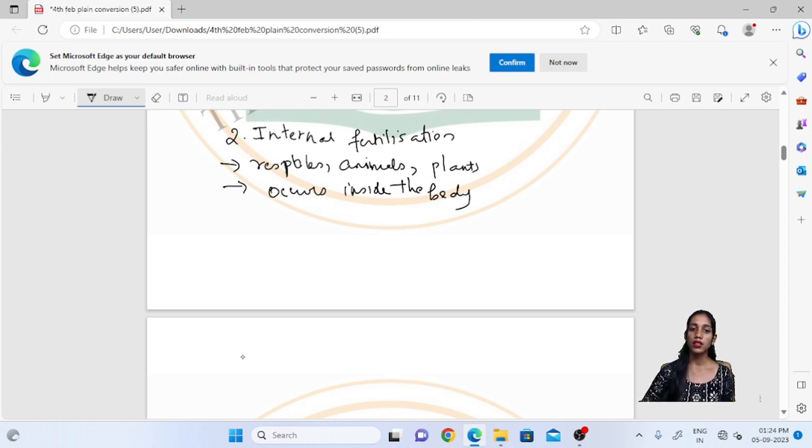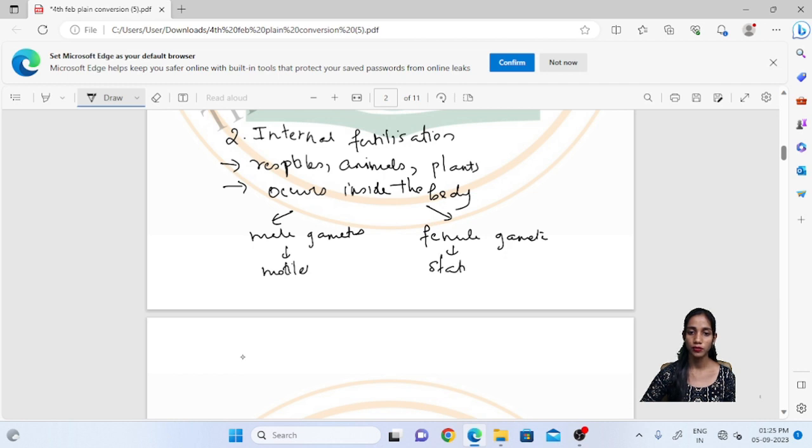Okay, so in this case, always the male gamete is the motile one. Motile means the one which is moving. And the female gamete is stationary. Now what happens in this case? The fertilization means the formation of zygote, the syngamy, the fusion is occurring inside the body of the organism. It happens inside the body.